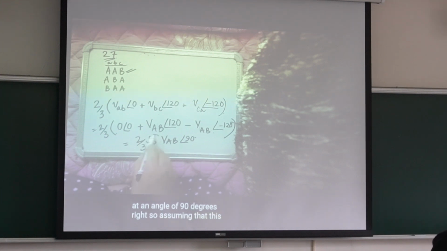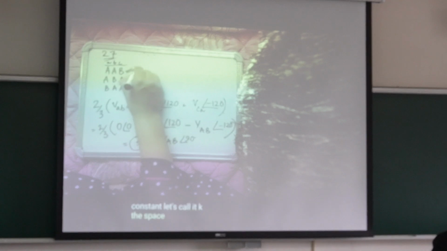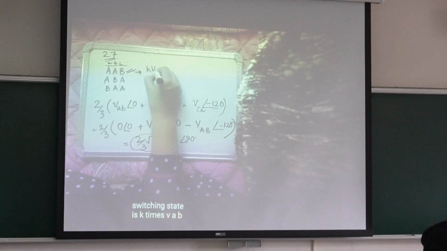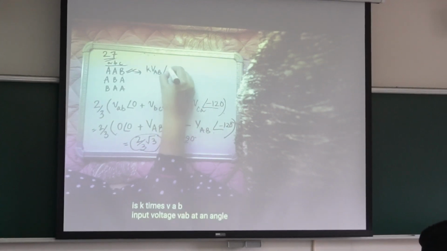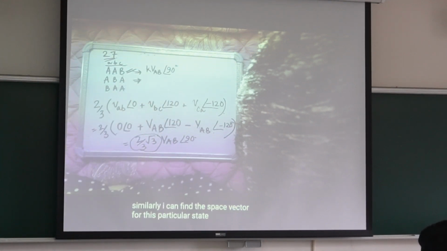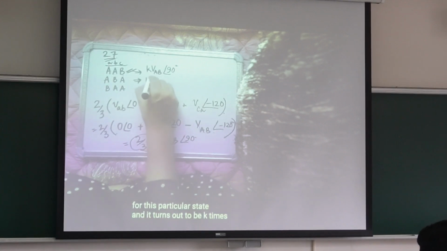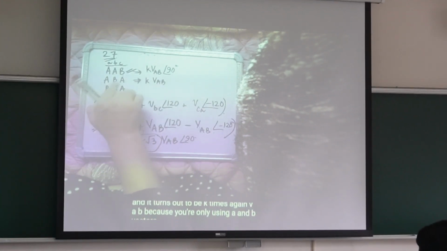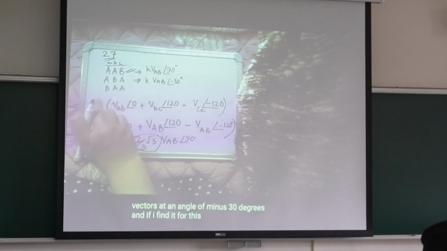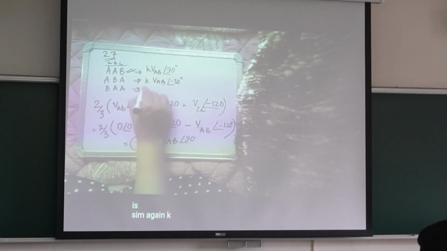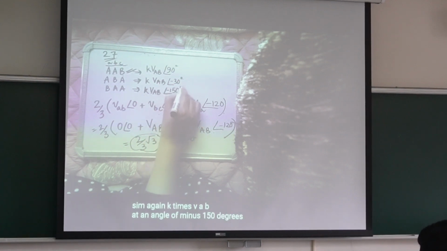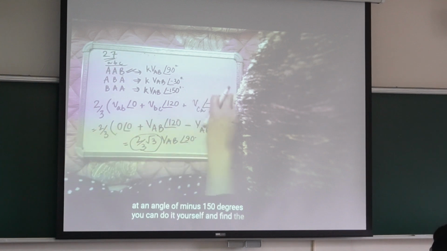So, assuming that this is some constant, let's call it K, the space vector corresponding to this switching state is K times input voltage VAB at an angle of 90 degrees. Similarly, I can find the space vector for this particular state and it turns out to be K times, again VAB because we're only using A and B vectors, at an angle of minus 30 degrees. And if I find it for this third state, it is again K times VAB at an angle of minus 150 degrees. You can do it yourself and find the space vectors.